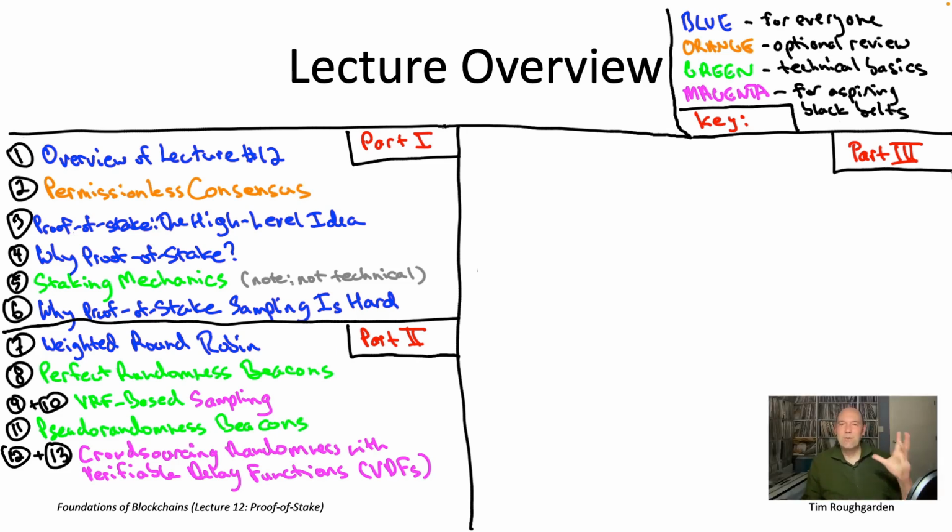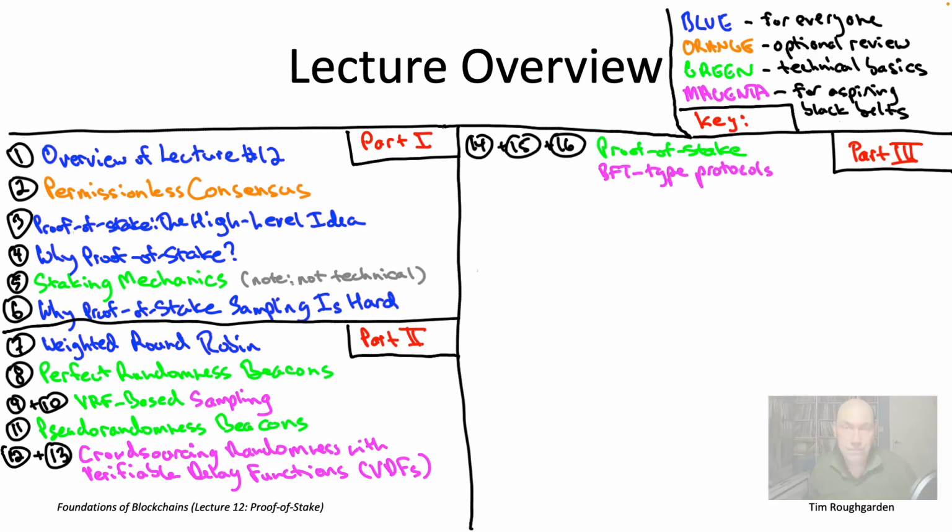All right, so as I said, the first half of part 3, so this is videos 14, 15, 16, is going to be about the challenges that come up when you try to have a permissionless consensus protocol based on proof-of-stake random sampling and a BFT-type consensus protocol such as Tendermint.